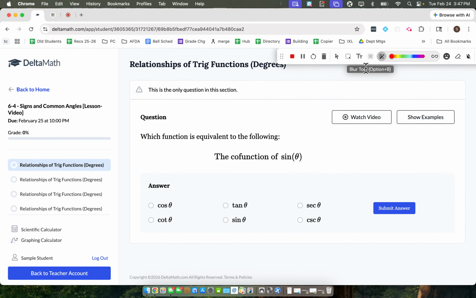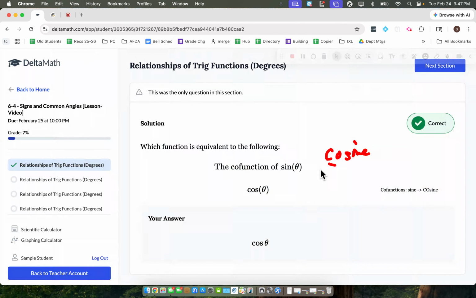Okay, the cofunction of sine is cosine. That's why it has co in front of sine. So that's a definition of cofunction. Sine and cosine are cofunctions of each other.